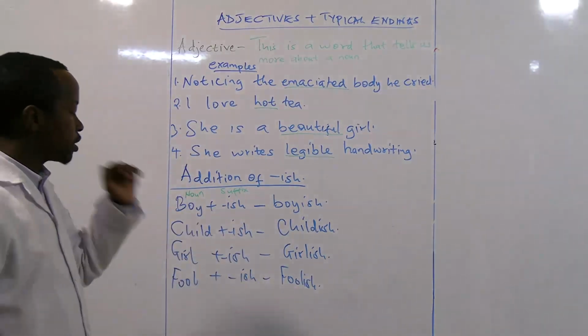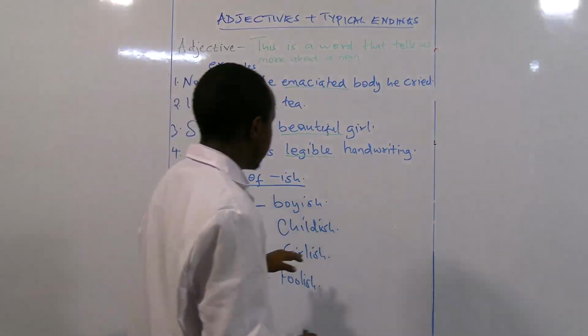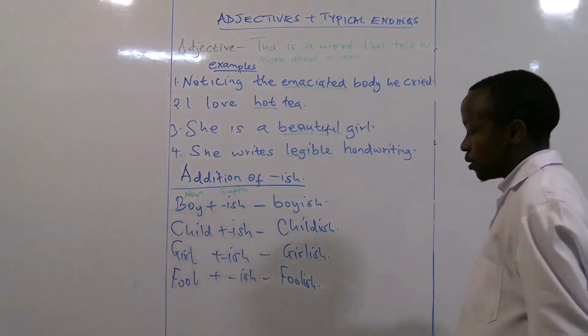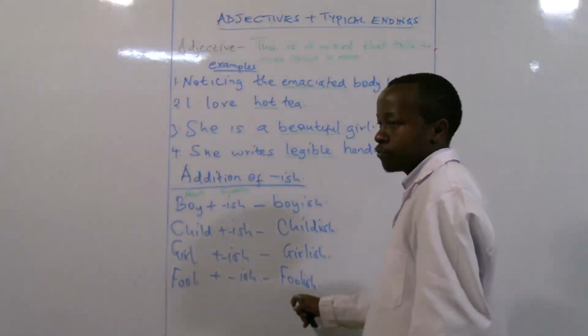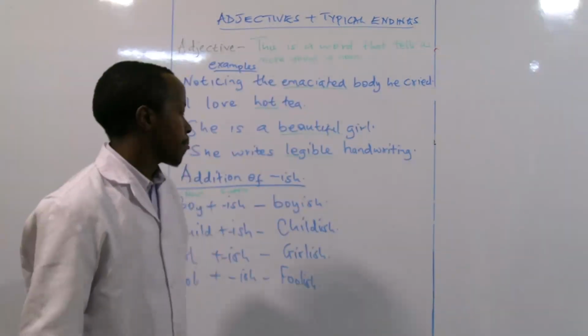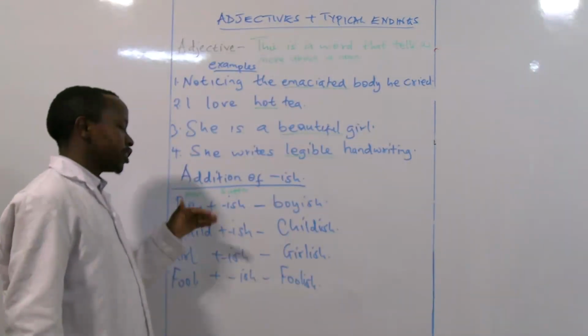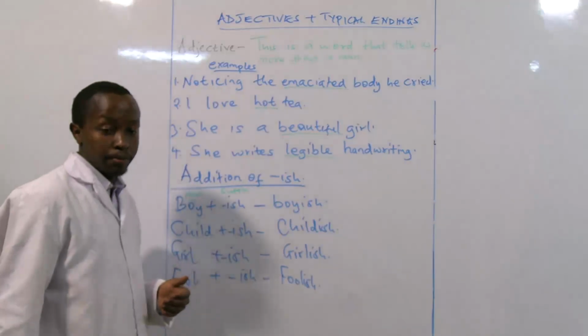Child plus ish becomes childish. Girl plus ish becomes girlish. Then fool plus ish becomes foolish. Now, this is all about ish, but you can look for more examples.